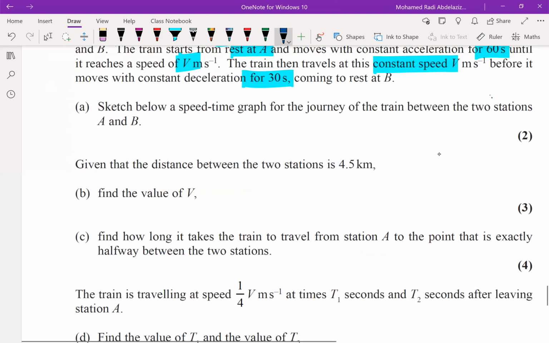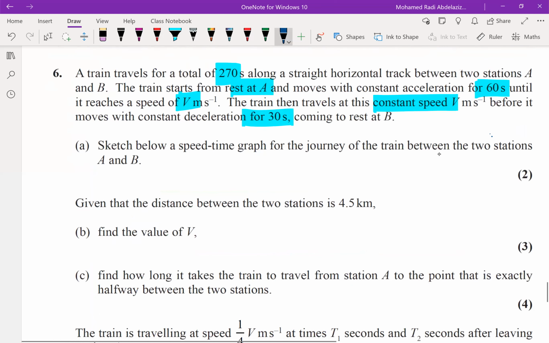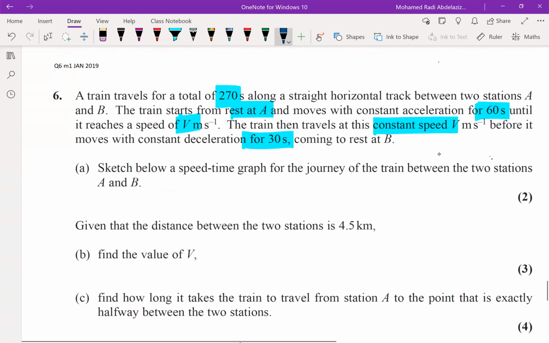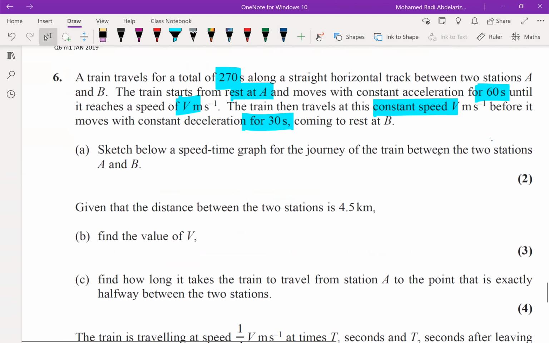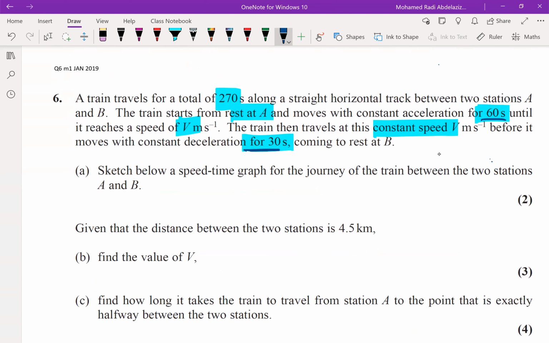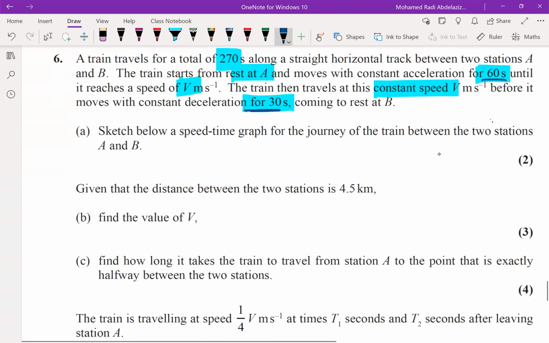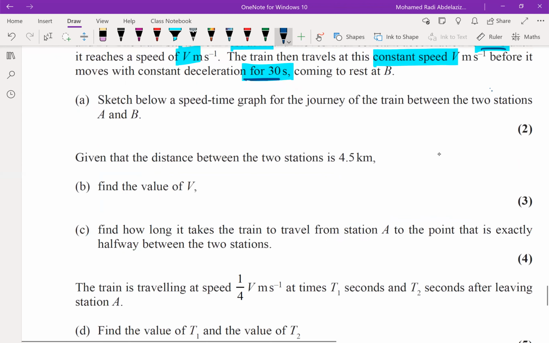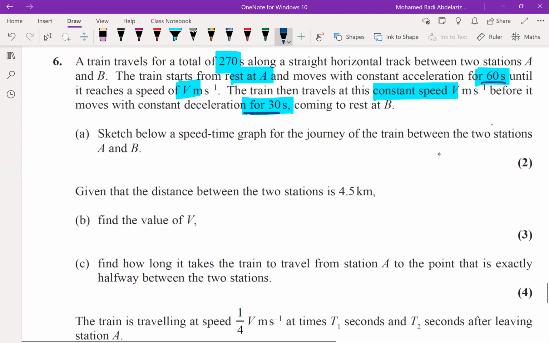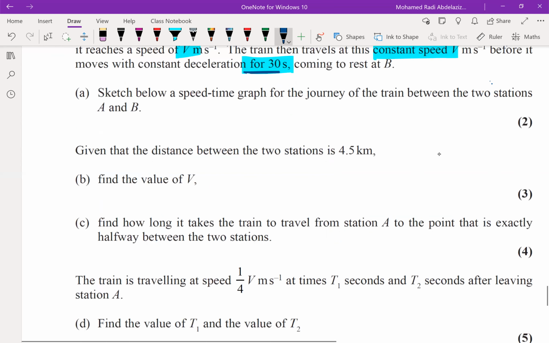If we start again, the deceleration time is 30 and the total time is 270. So this part will be 240 because the deceleration time is given as 30 seconds, and the accelerating time is 60 and the velocity is V. We are asked to sketch the velocity-time graph for the two stations.